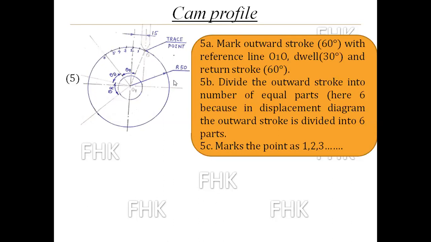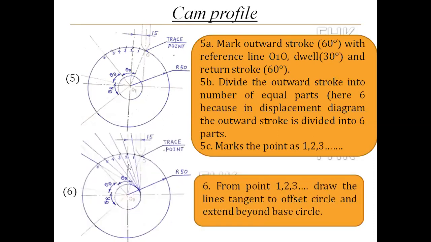Now the next step, divide the outward stroke into a number of equal parts, the same number of equal parts as in the displacement diagram. If you divide the outward stroke into 6 equal parts in the displacement diagram, divide that angle also into 6 equal parts and give the numbers 1, 2, 3, 4, 5, and 6. If you divide the outward stroke into 8 equal parts in the displacement diagram, divide it here also into 8 equal parts. Okay.